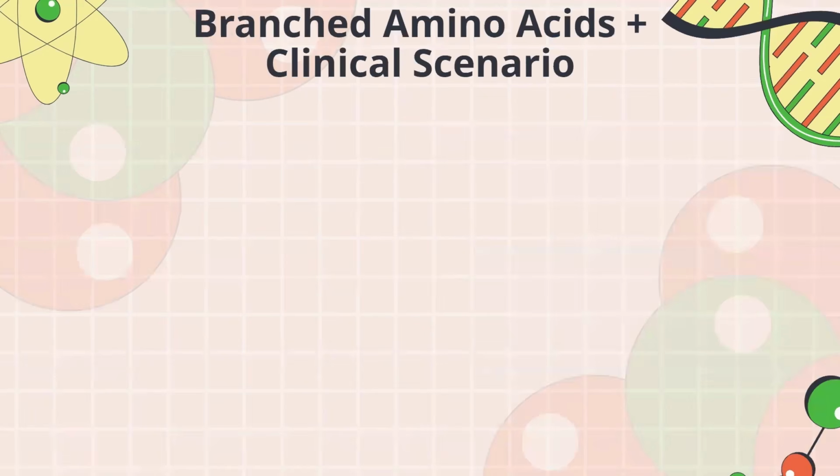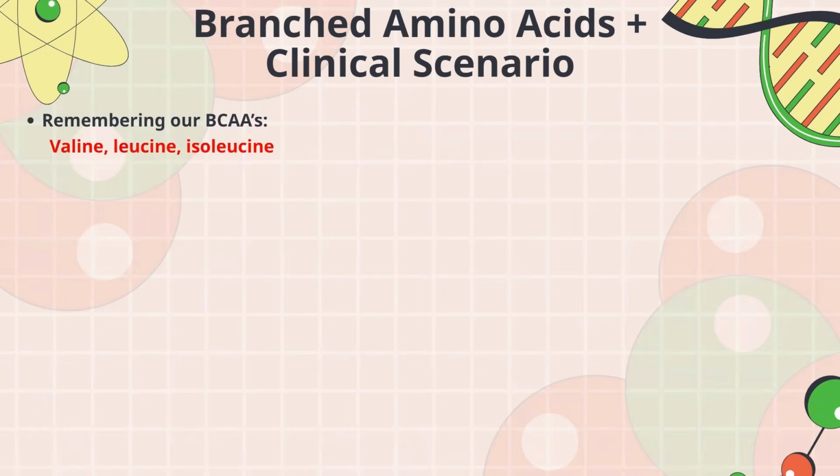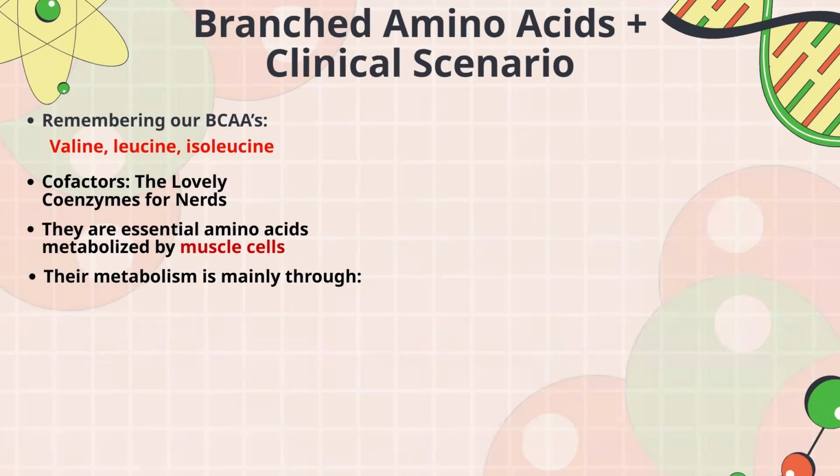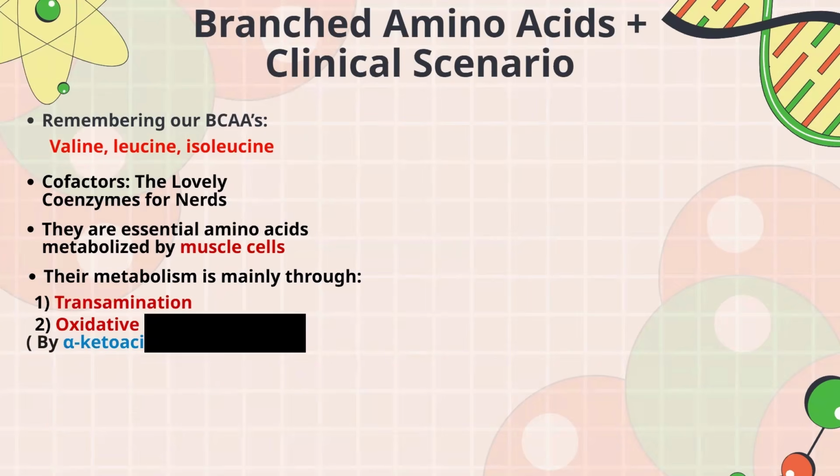Okay, so let's talk about the branched-chain amino acid clinical scenario. We already talked about branched-chain amino acid degradation and what it forms, and our branched-chain amino acids are valine, leucine, isoleucine. They are essentially amino acids metabolized in muscle cells. So this is all revision, and their metabolism is through two things: transamination and oxidative decarboxylation. So it's not oxidative deamination here, it's oxidative decarboxylation, which is basically by branched-chain alpha-keto acid dehydrogenase. So yeah, this is important.